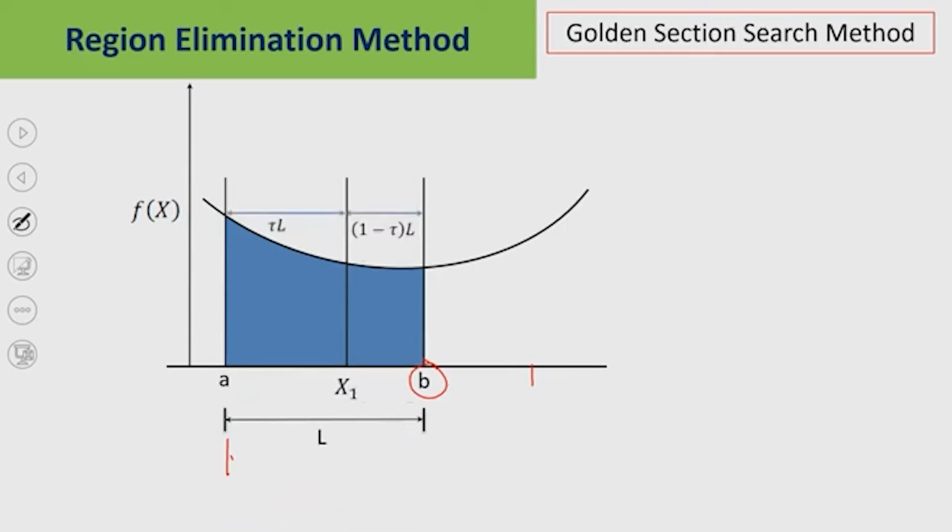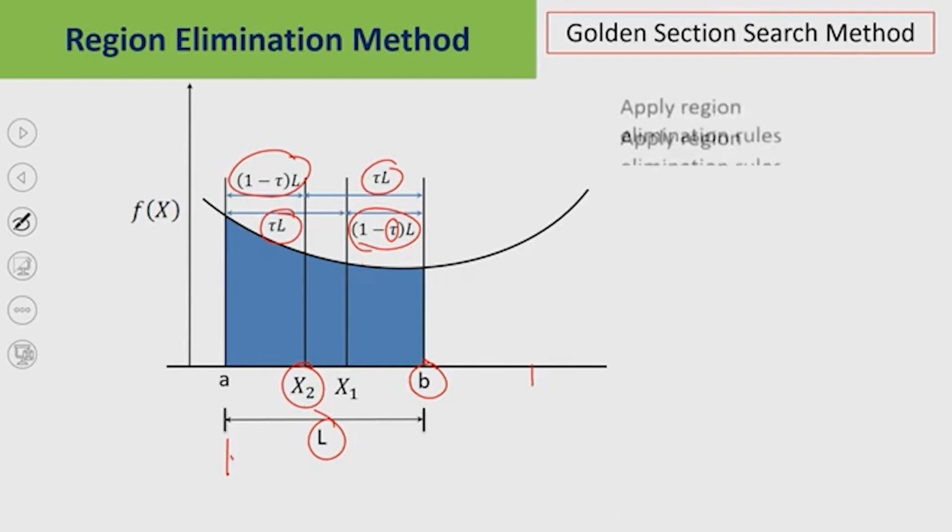Now, if I take that this is tau L and this is 1 minus tau L, then for a particular value of tau, this will be your tau L for the new L, and this will be 1 minus tau L for this new L. So, now I will take another point, and this point is again tau L from B and 1 minus tau L from your A.